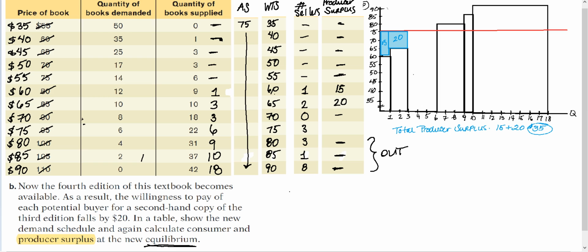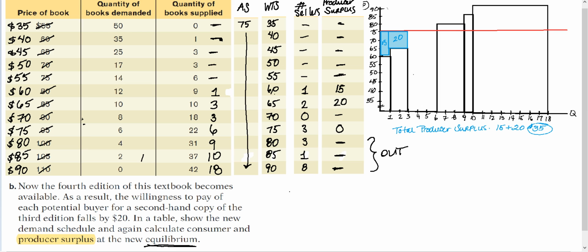And then I have three more sellers willing to sell their book at $75. Now, they were willing to sell at 75, and the market price was 75. So though they did sell their books, there was actually no producer surplus generated for them, because the willingness they had to sell exactly matches the amount that they actually sold for. So algebraically, that's simply 75 minus 75, which is 0, times 3 is still 0.